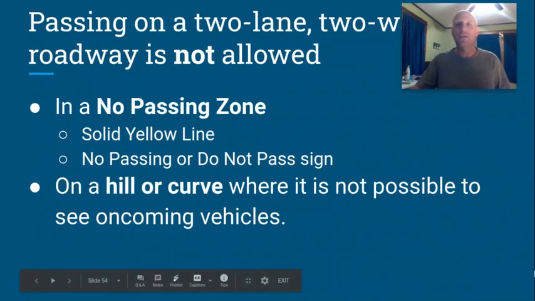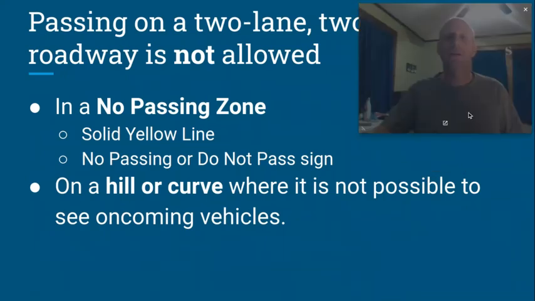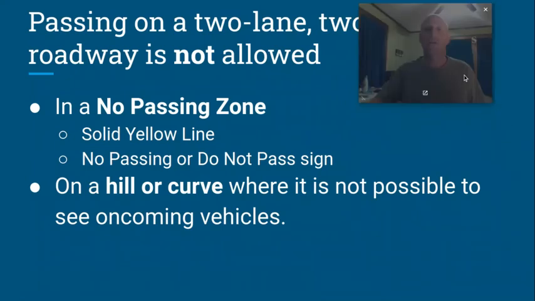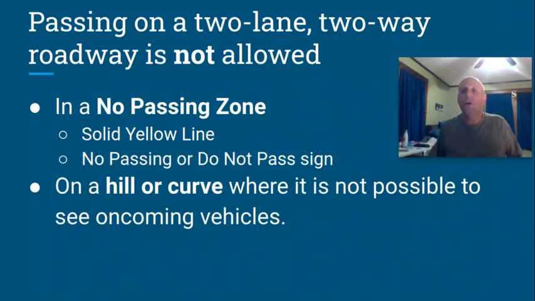Passing on a 2-lane, 2-way roadway is not allowed in a no passing zone. So how do you know that's a no passing zone? Well, there's a solid yellow line in the middle on your side of the middle, okay? Solid yellow line, or you'll see a no passing zone sign or a do not pass sign, and we'll talk about exactly what those signs look like when we get to chapter 9, I think. I'm sure you already know what they look like, but we'll talk about them when we get there.